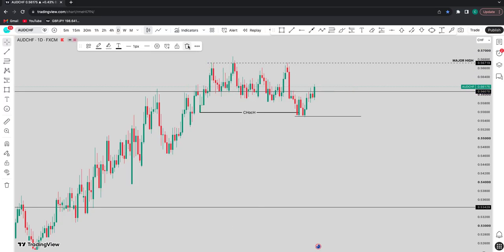Let me remove it and just start again. So as you can see from this level, we have a higher high, higher low, higher high, higher low, higher high, higher low, higher high. The market failed to create a new higher high around this level. You see, there was no break above, and this was the last support level we had before the market created this high.